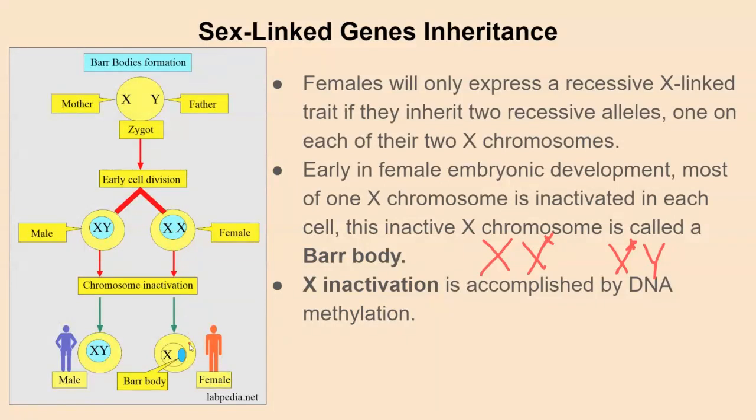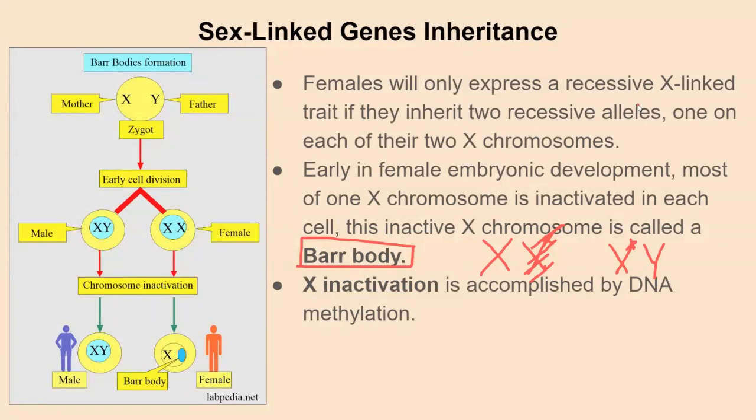The female does not need all of the genetic information from both of those X chromosomes. They only need one. So that second X chromosome is kind of inactivated. It's still there, it still does some stuff, but it's for the most part inactive, and we call it a bar body. So that second X chromosome, not so important.